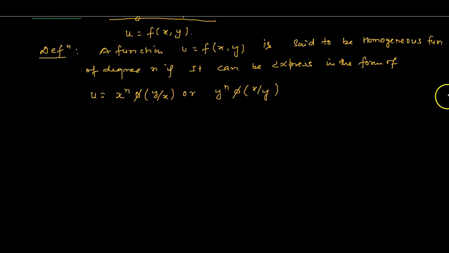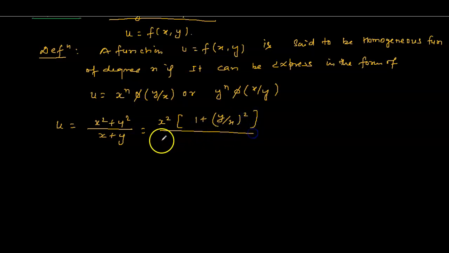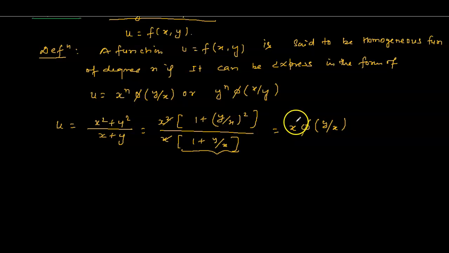So how to do it? How to check it? I consider an example, given u is equal to x square plus y square by x plus y. So you take the maximum power in the numerator and denominator as common here. If you take x square common, you will get 1 plus y by x whole square. And in the denominator, if you take x common, you will get 1 plus y by x. And this cancels here, so we get x over 1, and this whole thing is a function of y by x. So we can write here n, which is this one here, that is 1.